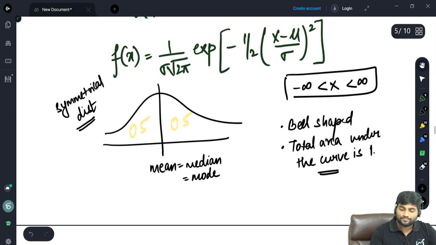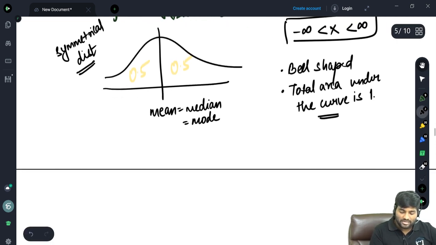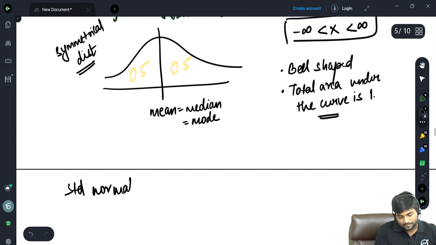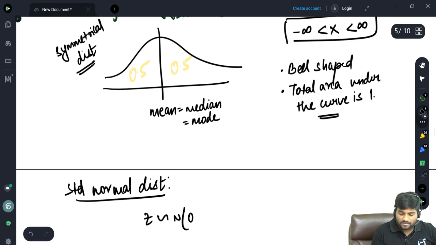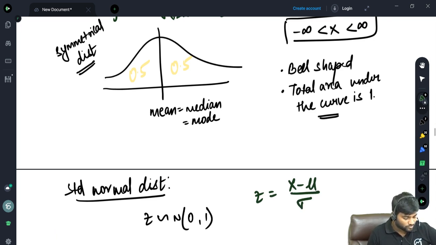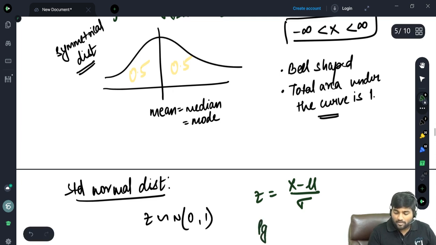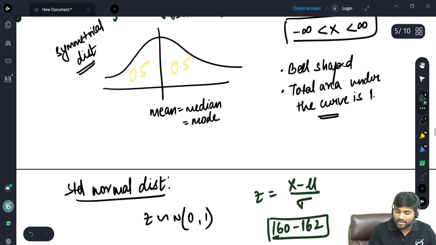Next, write down standard normal distribution. Whenever we are given a normal distribution, we'll always convert it to a standard normal distribution because it is not possible to summarize all the values in the table book. So z follows normal 0, 1 and the standardization rule is z is equal to x minus mu by sigma. Table book page number 160 to 162 comprises of standard normal distribution values.